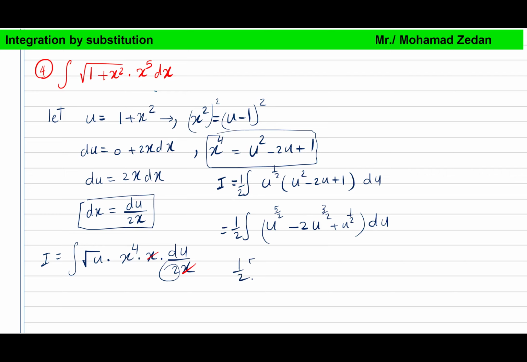So the answer is u power 7 over 2 times 2 over 7, minus 2 times u power 5 over 2 times 2 over 5, plus u power 3 halves divided by 3 halves, which means multiplied by 2/3, plus c. Final answer is 1 over 7 u power 7 over 2 minus 4 over 5 u power 5 halves. I can multiply this half by this half to get 1 over 7. This half multiplied here, I get 2 over 5 in the end.